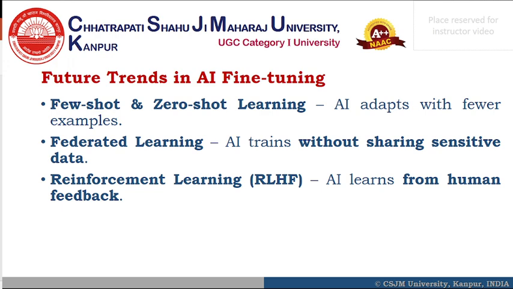Now, second is federated learning. So AI trains without sharing sensitive data. So what it means, data privacy is a major concern for businesses fine tuning AI.